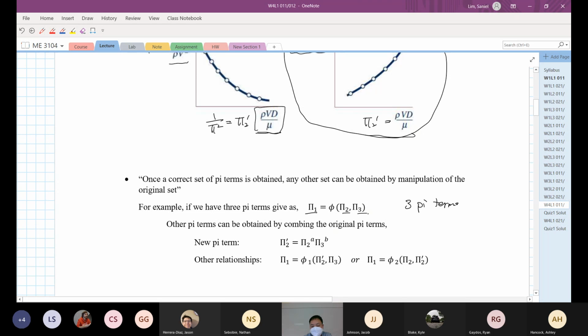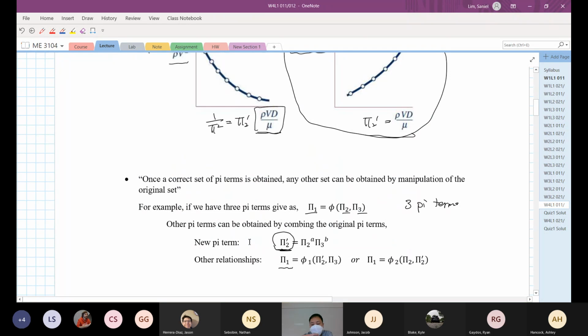Pi 1, pi 2, pi 3. Out of 3 pi terms, you can find new pi terms, let's say pi 2 prime, by multiplying pi 2 to the a exponent and pi 3 to the b. Then you can have another new one. Then you can find the relations between pi 2 prime and pi 3 and pi 1. So those pi terms are actually dependent on the other pi terms.